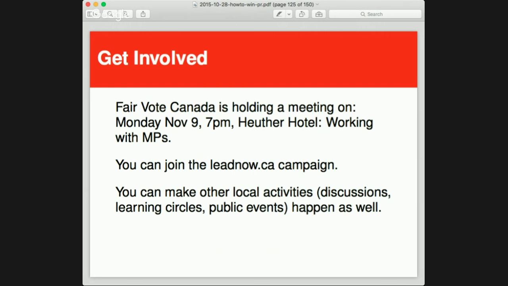There's a leadnow.ca campaign. You know the Lead Now people. They send you 1 million emails, half of which are asking for money. It's going to take money and it's going to take pressure in order to win this in a broad-based way. It's actually really exciting that they're getting involved. So you might go to their site and say, yes, I'm interested in proportional representation. Let's win this.